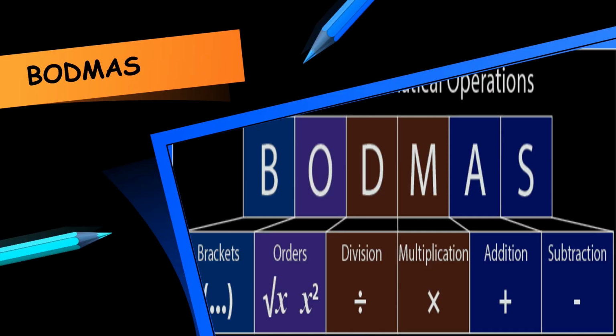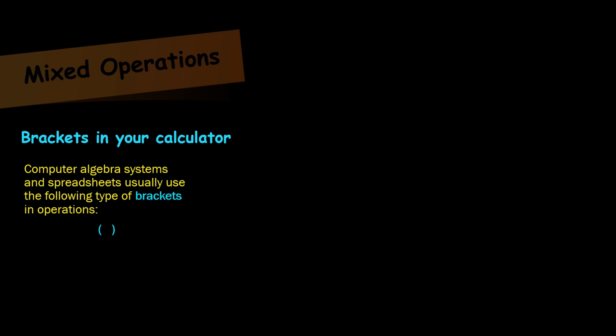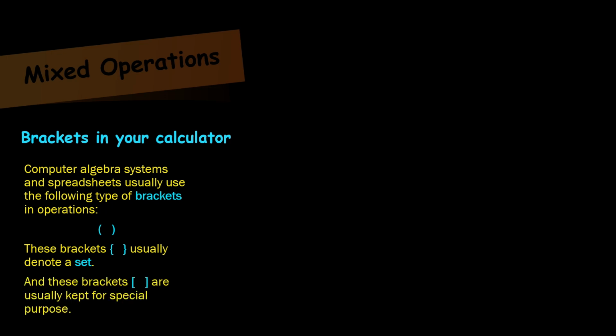Let's now take a look at the BODMAS rules, or the order of operations. Before we begin, let's make a note of brackets in your calculator. The brackets shown on your screen are usually used by computer algebra systems and spreadsheets. These brackets in the next line usually denote a set, and the square brackets are usually kept for a special purpose.